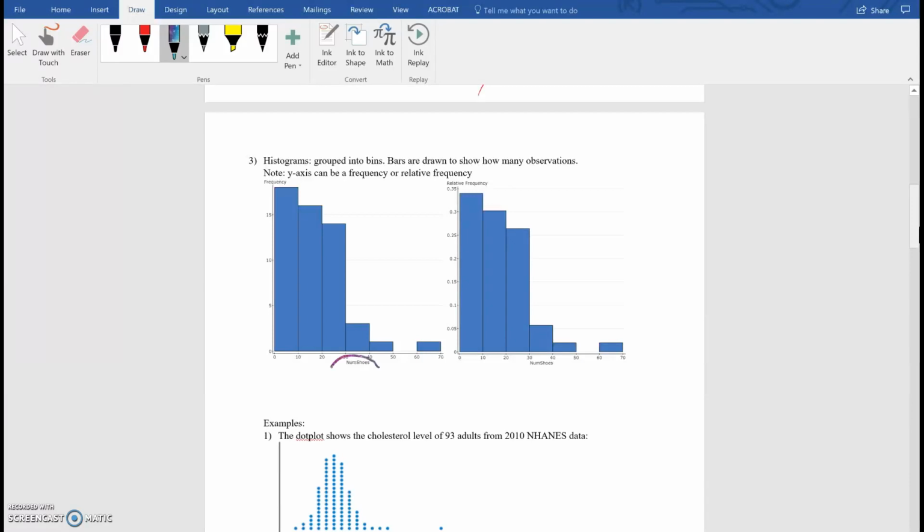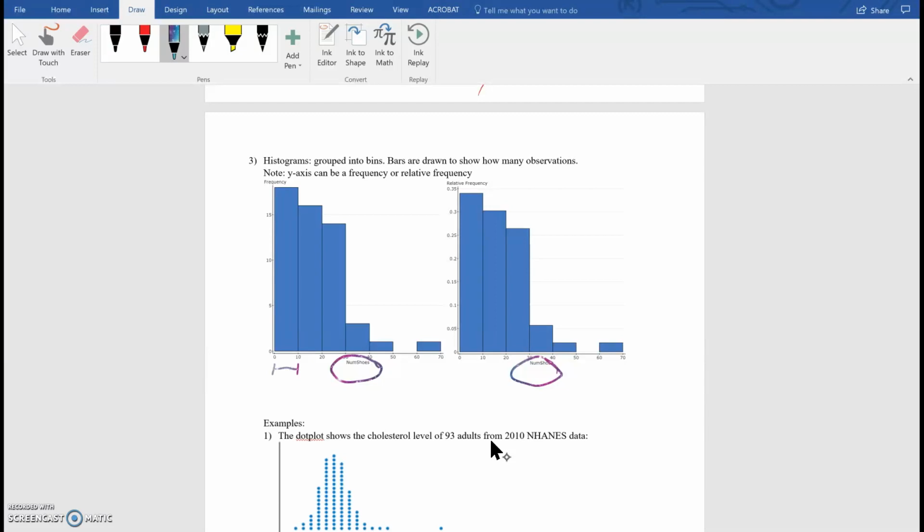So for example, this is the number of shoes that males and females had. That's what it was if you go back to the data set. Basically all it does is group them into bins, right? So here, from 0 to 10 shoes, how many people have from 0 to 10 shoes?